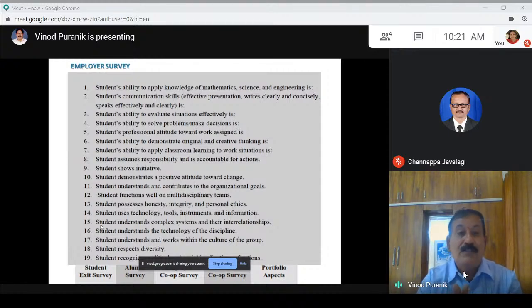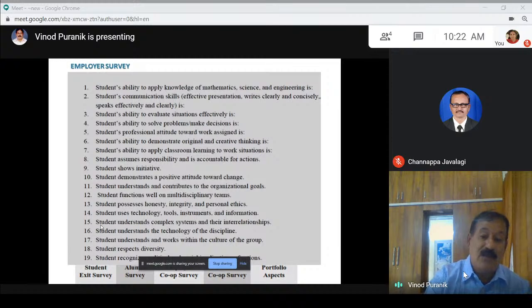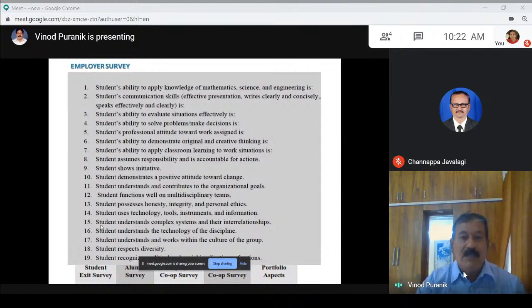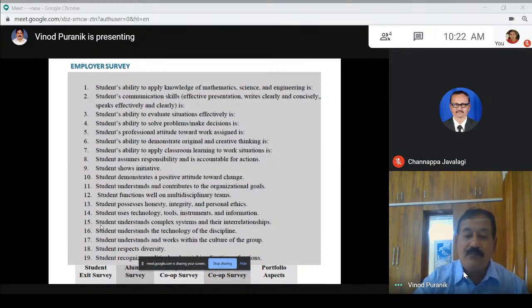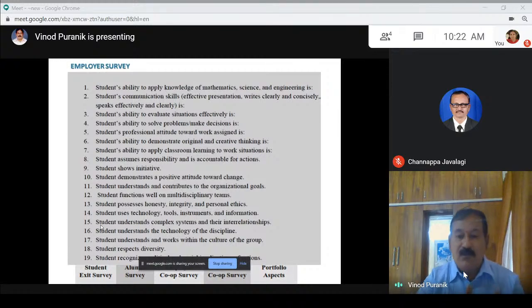And not only that, along with the employer survey, which is very important, there is the student exit survey, then the alumni survey, then the co-op survey, where most of the organizations are looking for these people, meaning they have the knowledge and also the professional skills. Those things are also very important. When you look at the portfolio aspects, that means a kind of documentation: how the student documented things is very important. So this employer survey will help us understand what is needed. Along with the student exit survey and graduate survey, there are so many things here. I think I'm out of time, so I'll go a little bit fast.